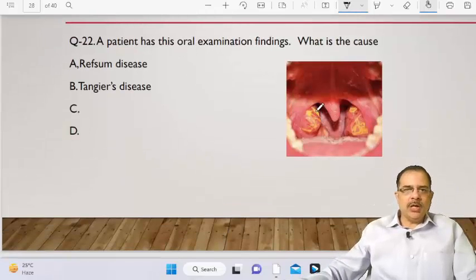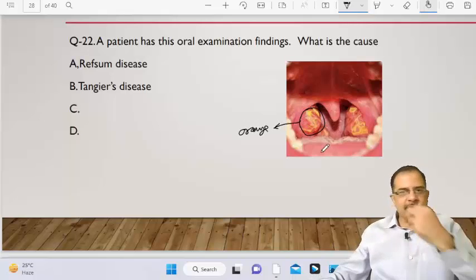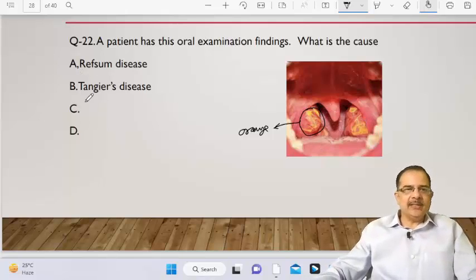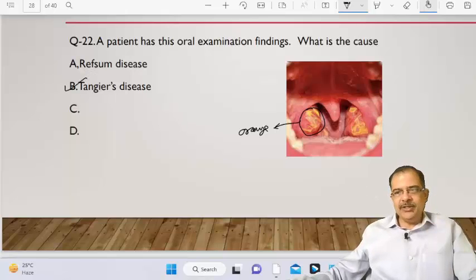The patient has this finding on oral examination. These are orange colored tonsils, and that is because of HDL deposit in the reticuloendothelial cells of the tonsils. So it is specific for Tangier disease.